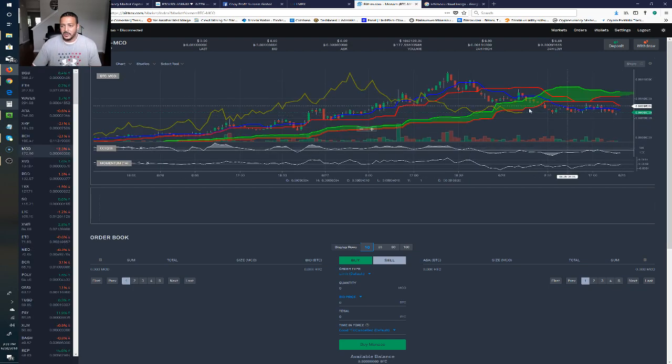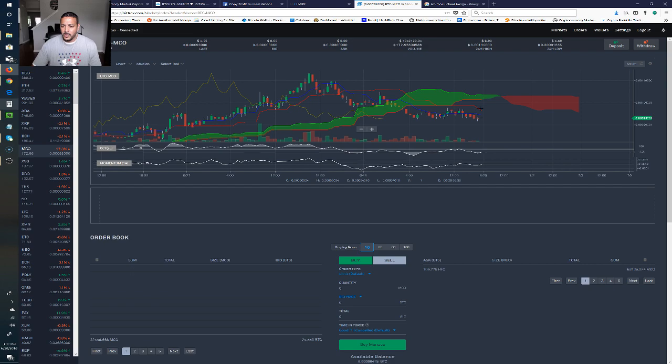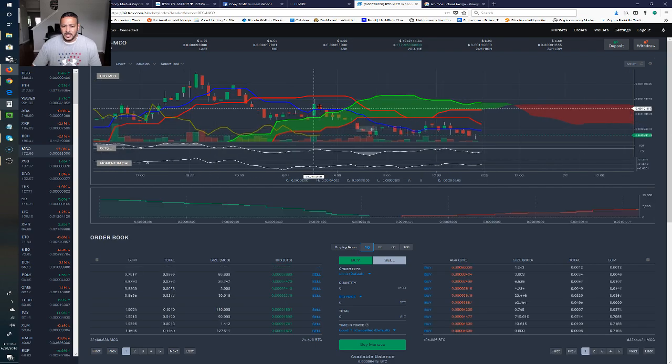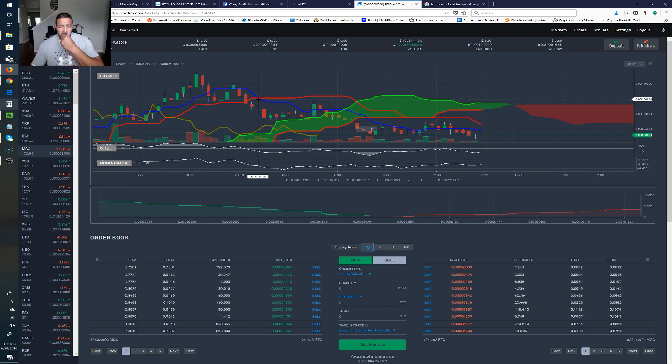Okay, let's look at this coin. This is Monaco. As you can see, the conversion line went below the baseline, and then it dipped, and then the candles dipped into the cloud. Definitely a sell moment right here. I would have sold right here. It looks like from all the charts that we just went over, when this happened, they all went down except one coin.